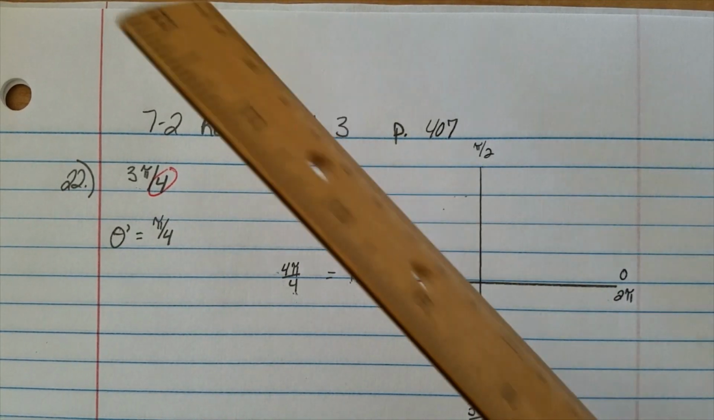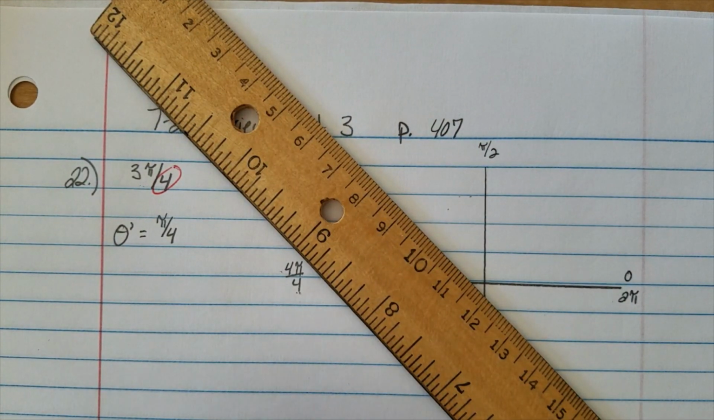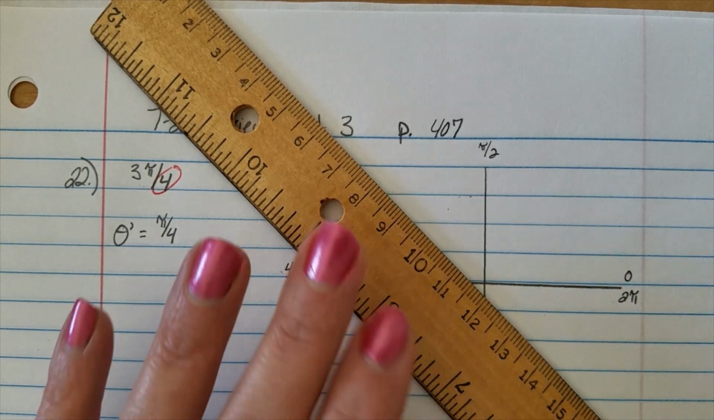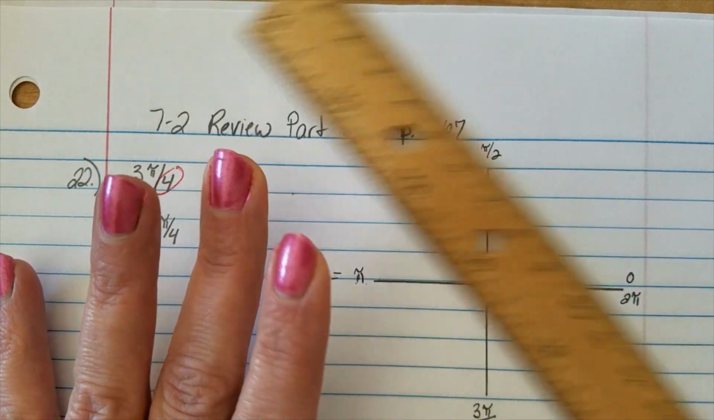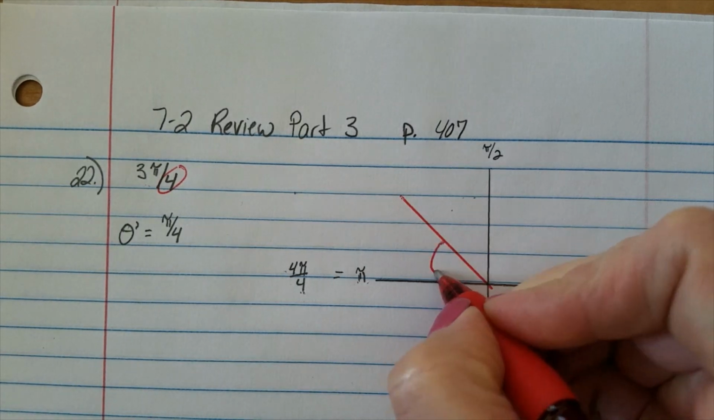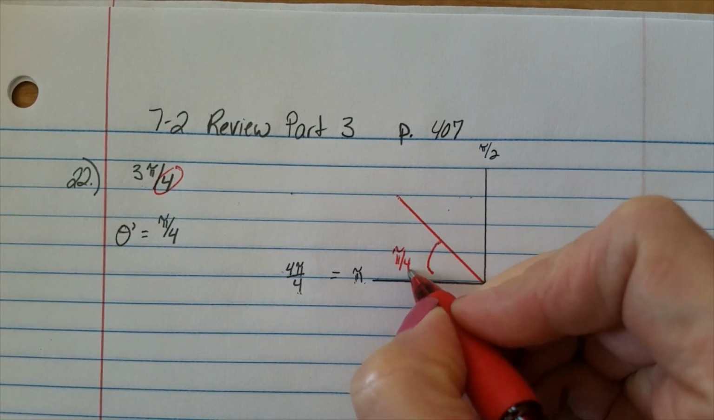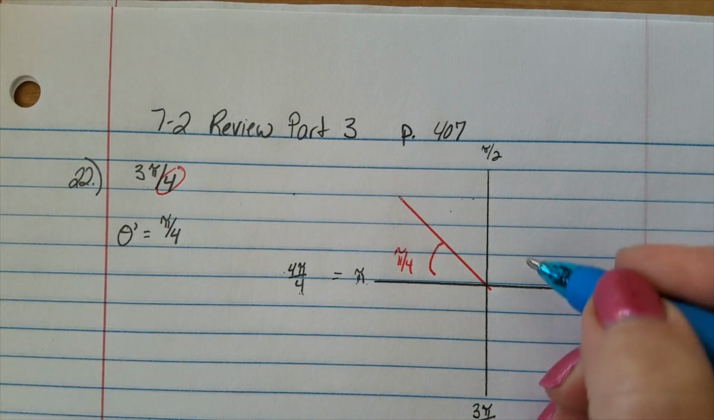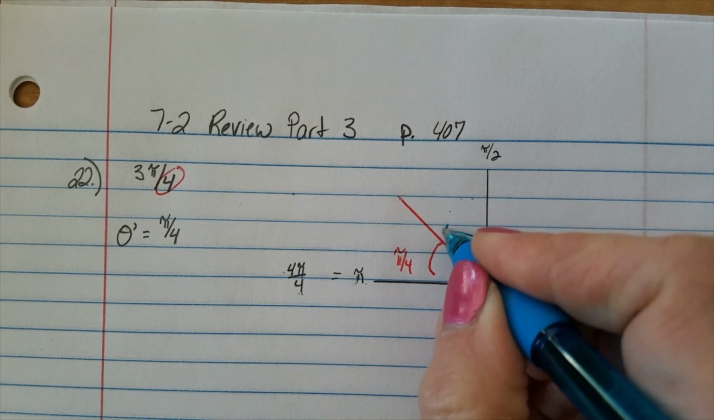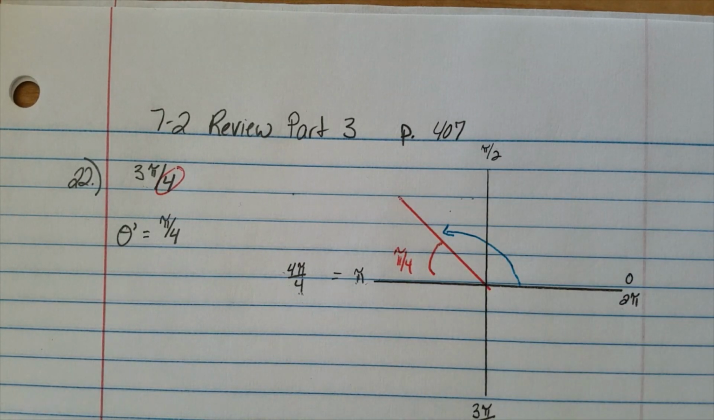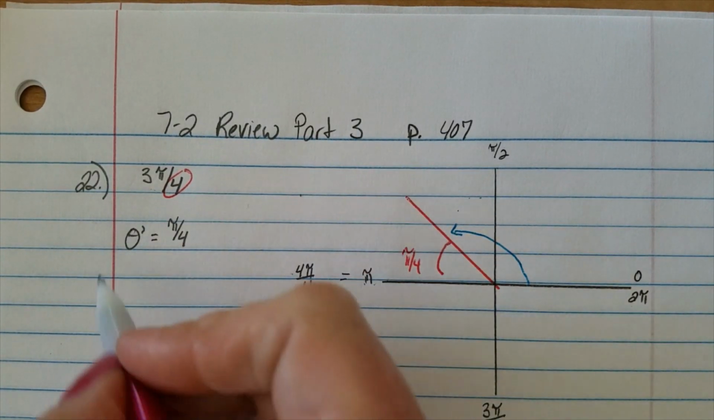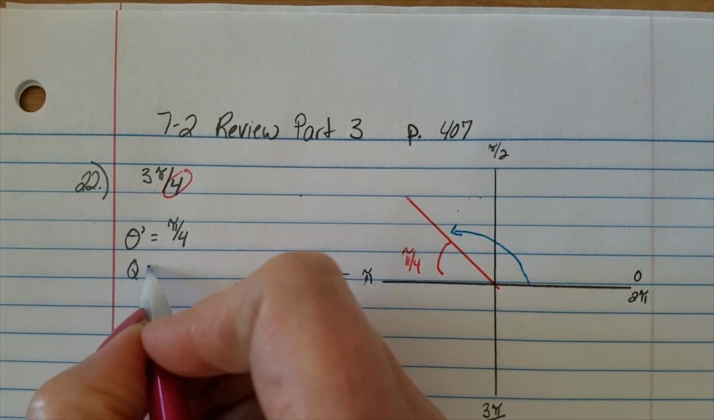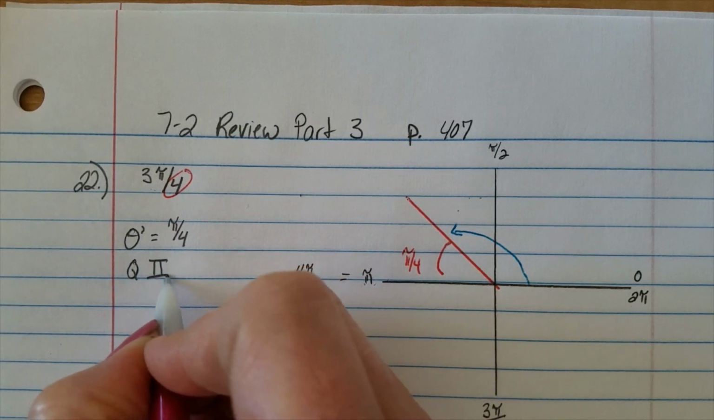So that means my angle, here's my reference angle of pi over 4. Here is theta. So that means my angle, the terminal side, is in quadrant 2.